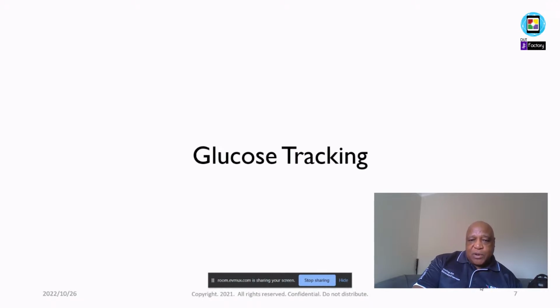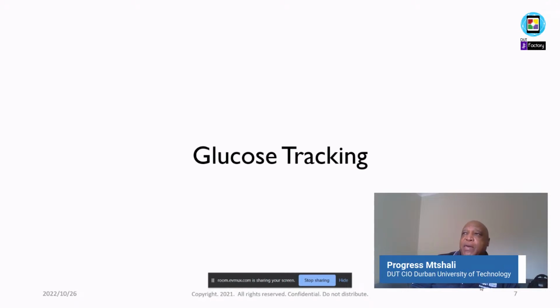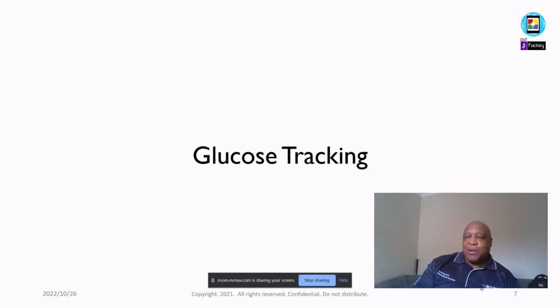So the other one is glucose tracking. This one is also critical for people who are diabetic, because a lot of times people reach a stage where maybe the situation is critical because somebody was not measuring their glucose levels. It's the old method. You used to have to prick your finger, take a sample, and then put it in the machine, and it would tell you.